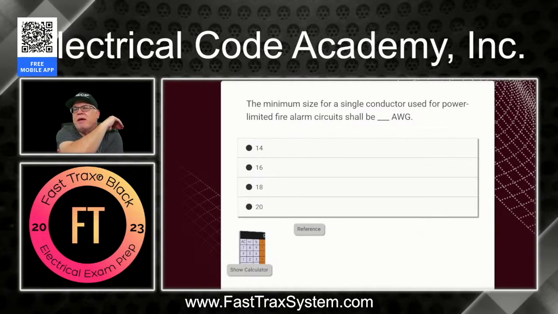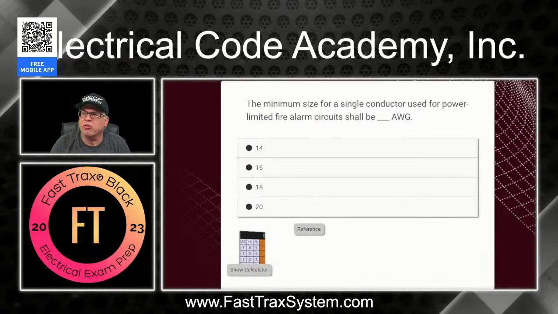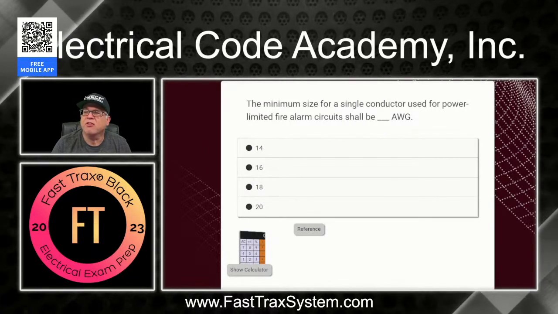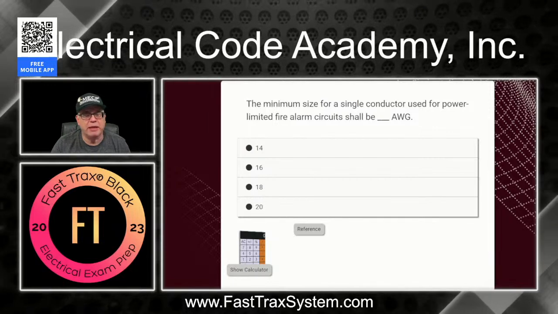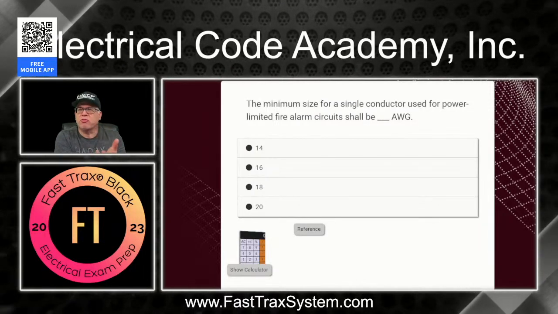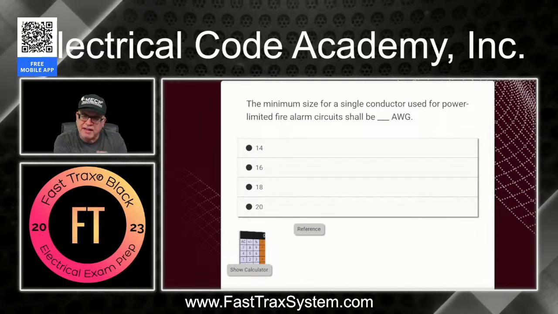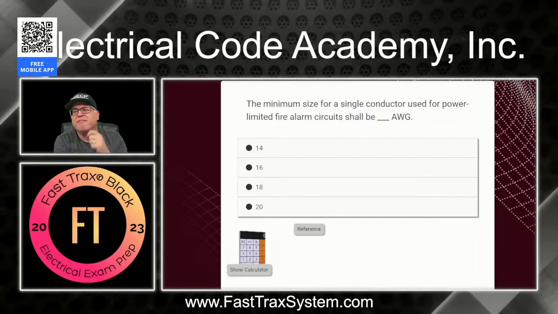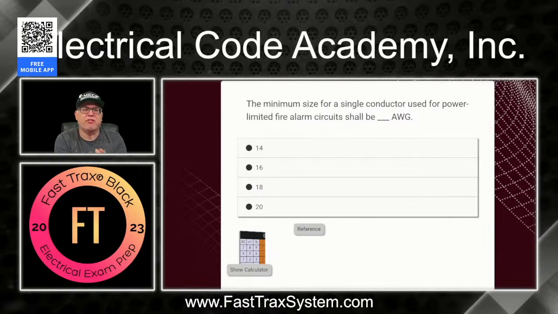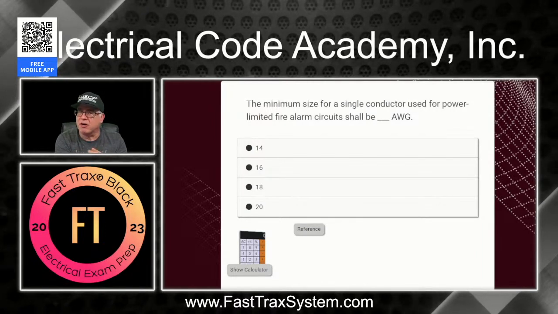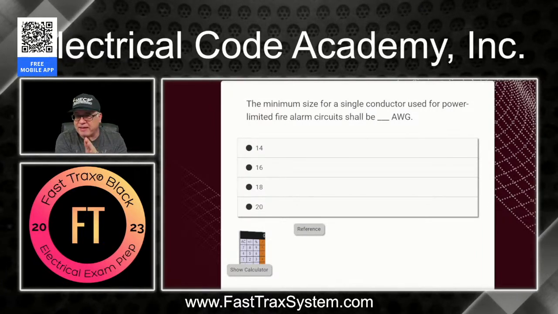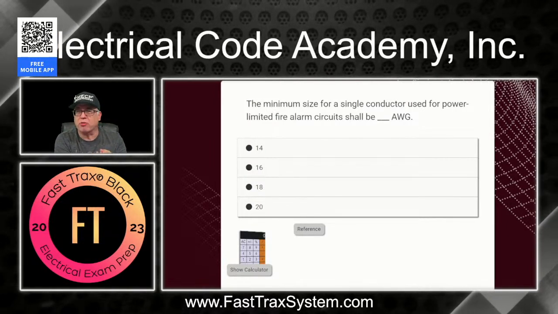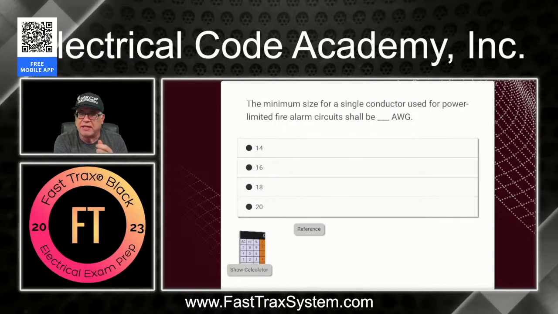The question says a minimum size for a single conductor used for power limited fire alarm, so PLFA circuits shall be blank AWG. The first thing that you'll know if you're an astute studier of the NEC is that you need to dissect where we're looking. Obviously we're looking for conductor sizes, but where is it specific to? Fire alarm. What article in the National Electrical Code focuses on fire alarm? Now, we're not talking about NFPA 72, we're talking about what's germane to the NEC. And we know that Article 760 is focused on it.